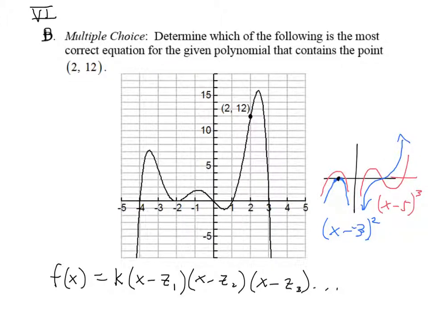And then the last thing you need to worry about with this problem is making sure you have the right k value. That's where this point here, (2, 12), comes into play. It should be fairly easy to figure out what all the x minus z's are. Once you have that, you're going to have to use that point to help you figure out what k is going to be in this formula.